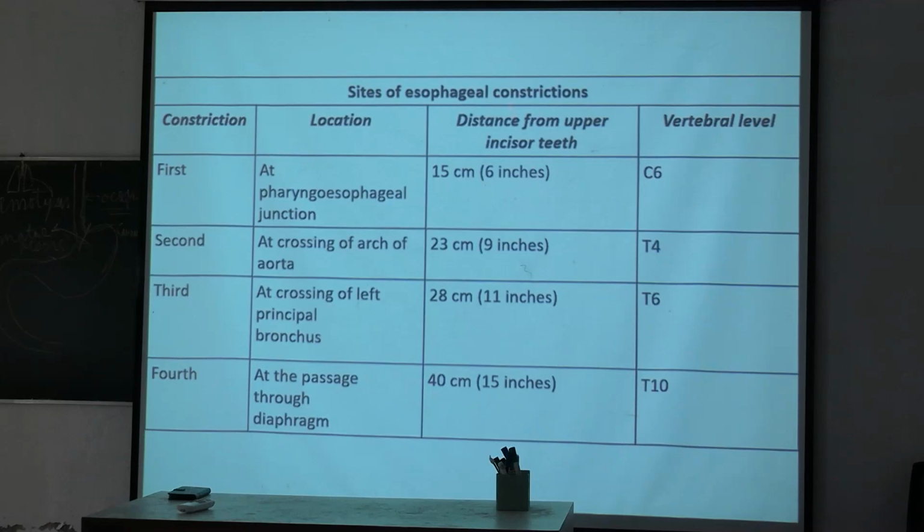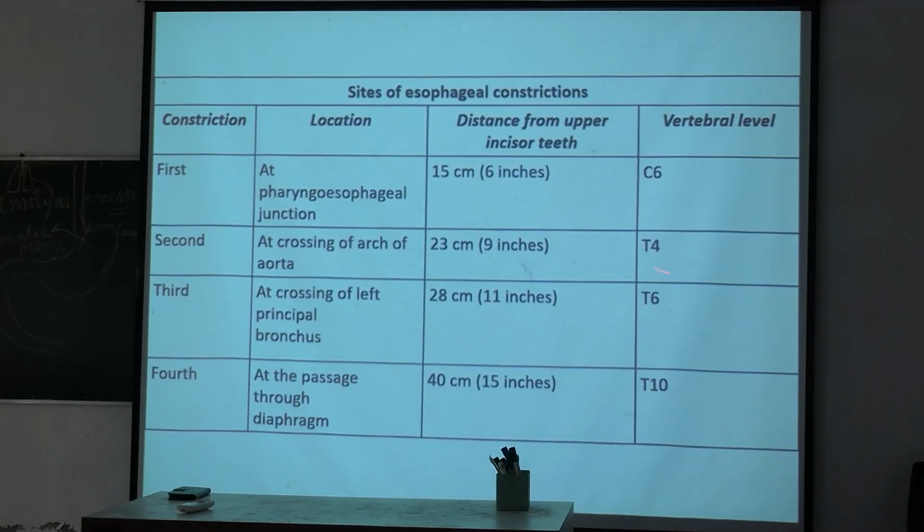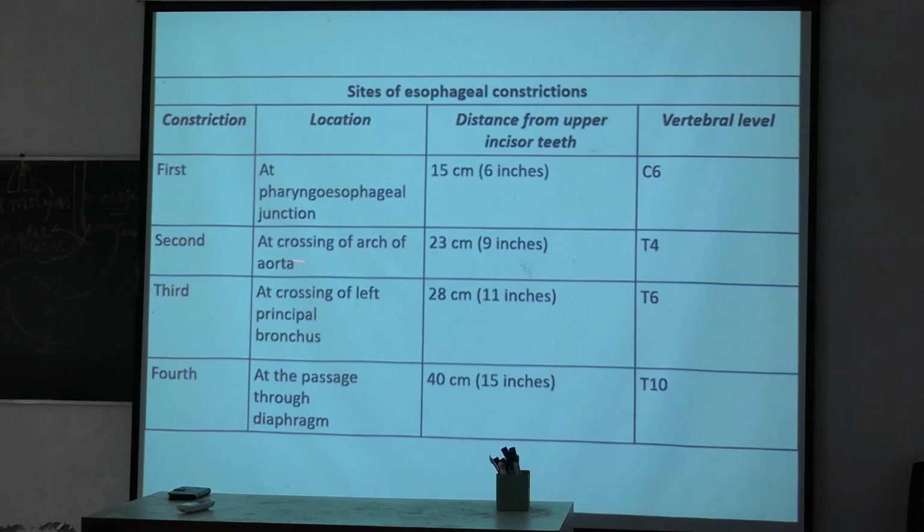So this is the chart you remember. First is the pharyngoesophageal junction, 15 centimeters or 6 inches from the incisor teeth. Vertebral level is C6. Second, at the crossing of the arch of aorta, distance from the upper incisor is 23 centimeters or 9 inches. Vertebral level is T4.